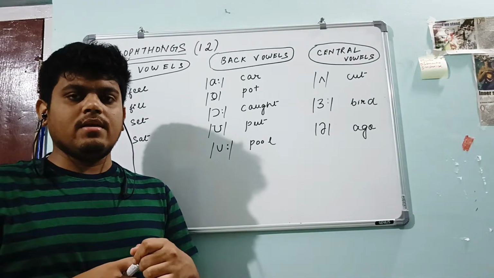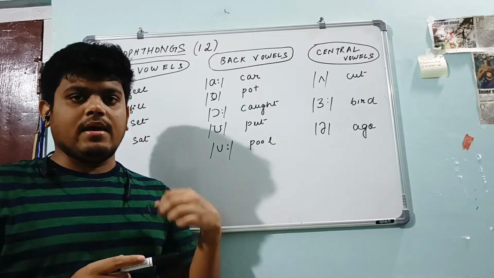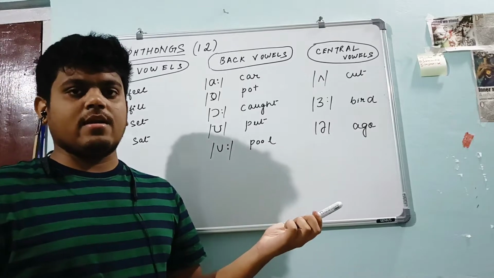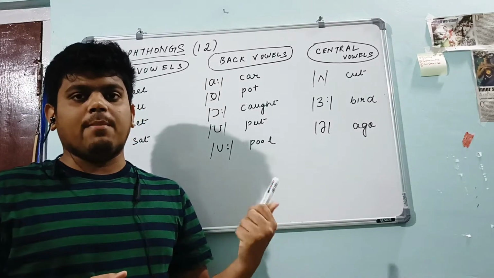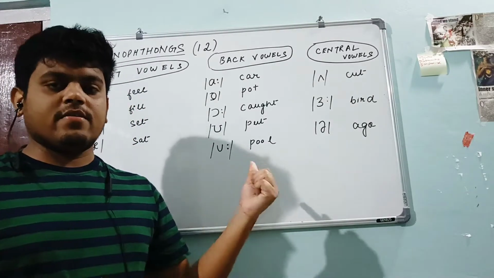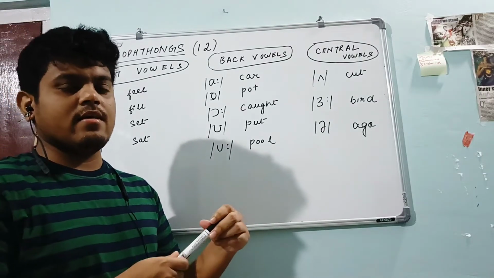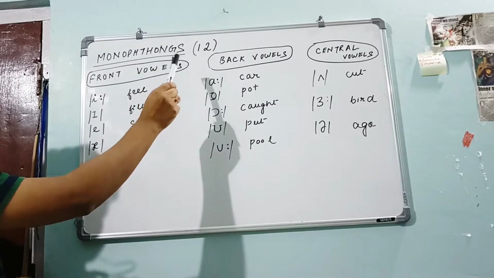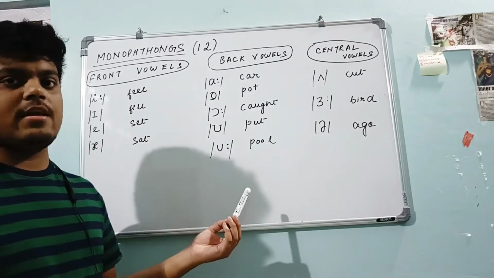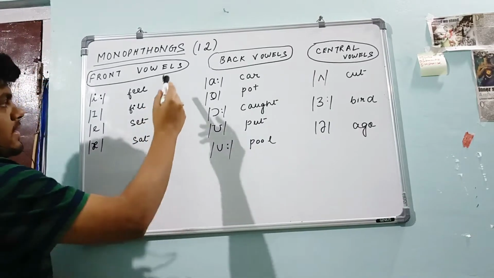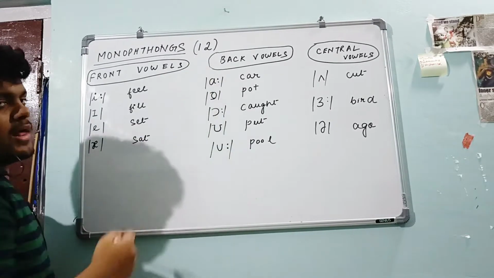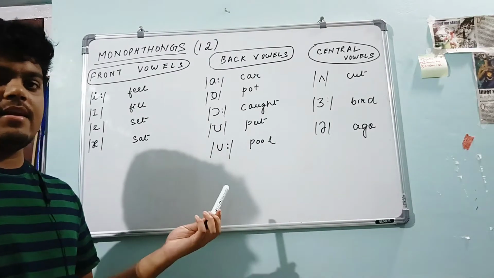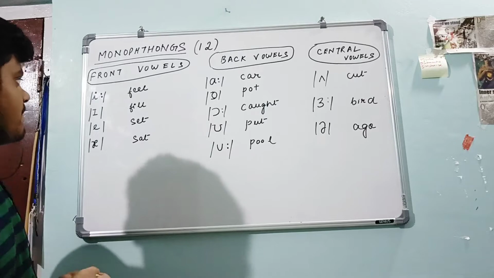In this video we will discuss the English vowel sounds. Let us understand the sounds that are present in the English language with the help of examples. First of all, let us discuss the monophthongs. Monophthongs are the single vowel sounds that are present in English, and there are a total of 12 monophthongs. So let us see the sounds that are represented by these monophthongs.